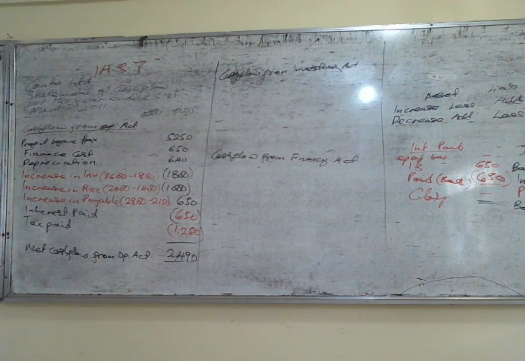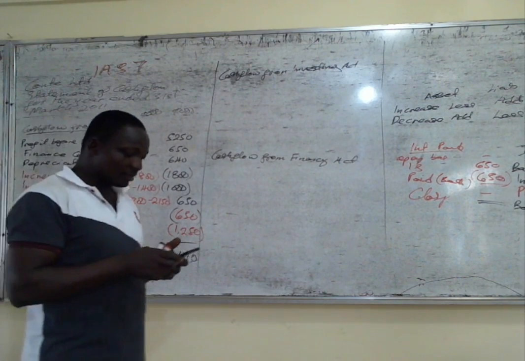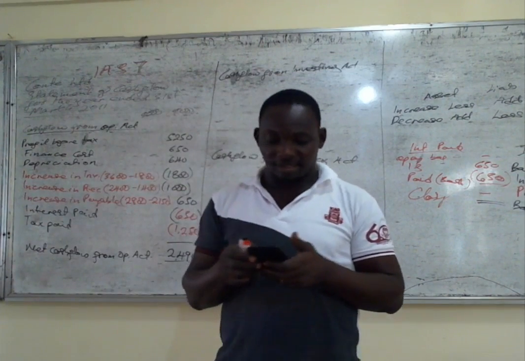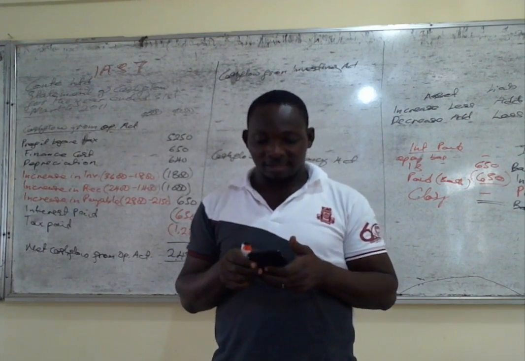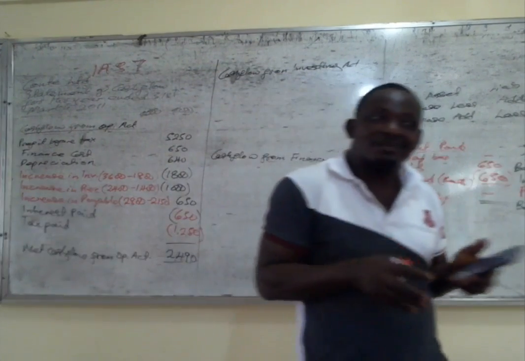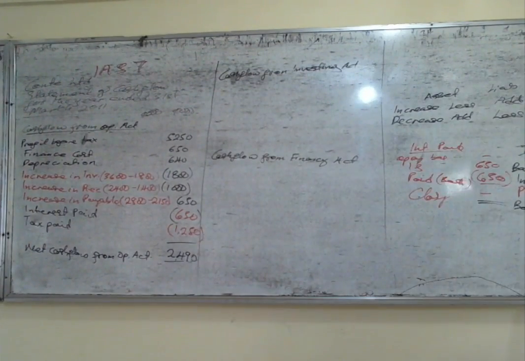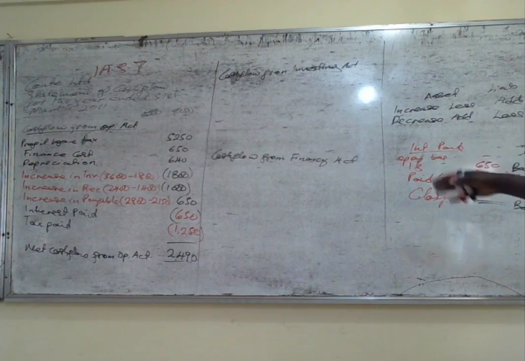Okay. Now let's go to the investing activity. With the investing activity, our concentration, as I said, will be the non-current asset. So we go to the non-current asset and check it. So that's why I'm saying that even if you don't know it, just jump it. Go to the financing activity. But it is always about the asset.